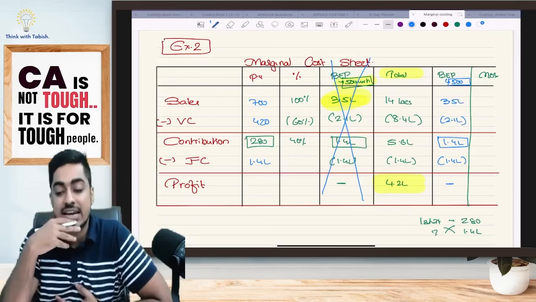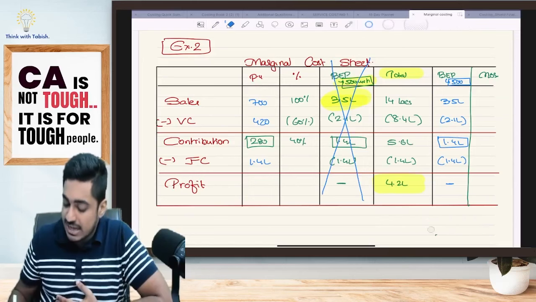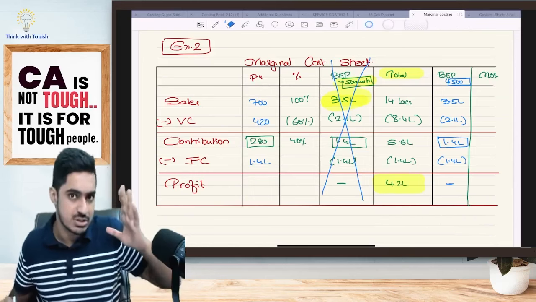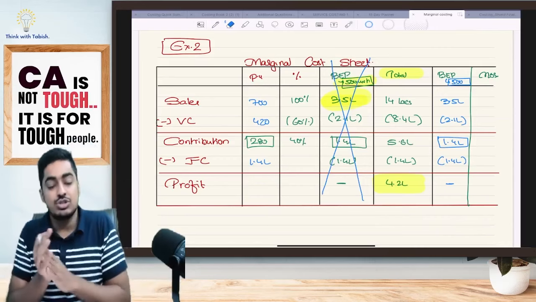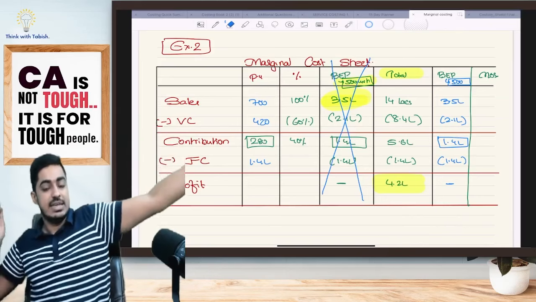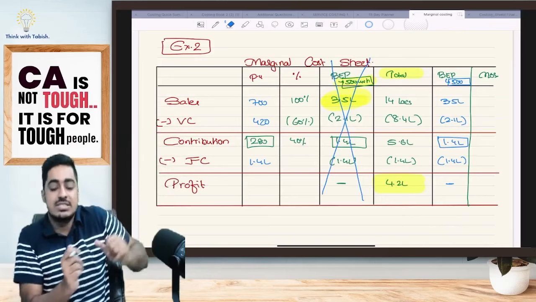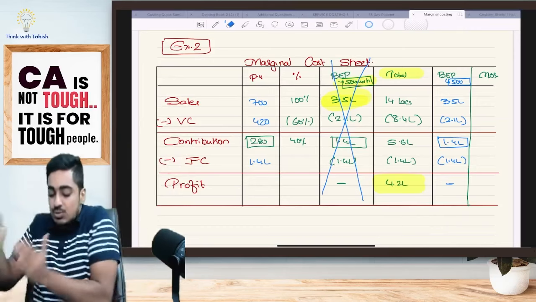Now I have to calculate my margin of safety. Pay attention, students. How do I calculate margin of safety? I'll give you at least 3-4 different approaches. Everything without touching a single formula. Pay attention. Tell me, students, total how much sale did I do? Yes, sir. Total 14 lakh sale I did. In that, till break even, how much sale did I do? 3,50,000. That means after break even, how much more sale did I do?